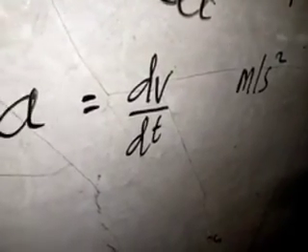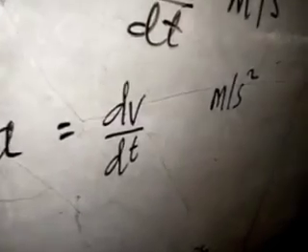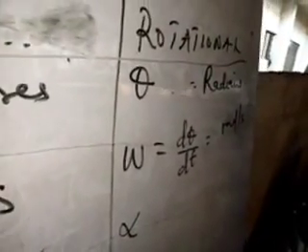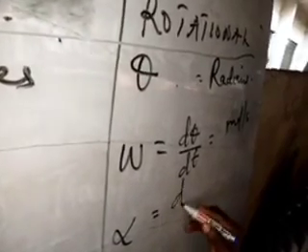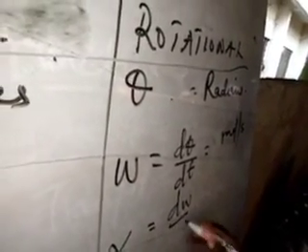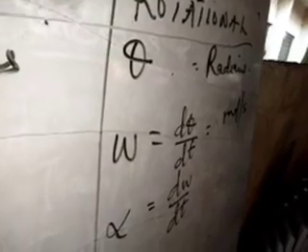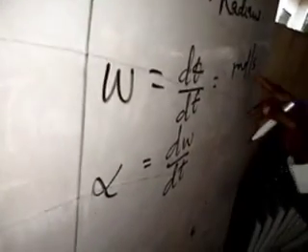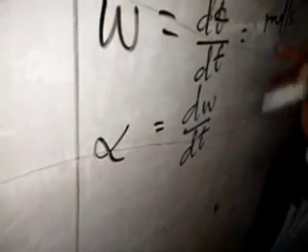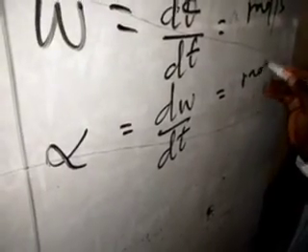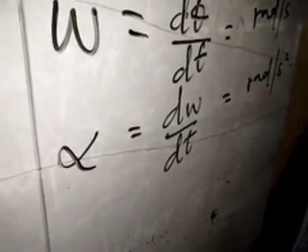But in terms of rotational motion, our acceleration, that is the angular acceleration, is normally equal to the rate of change of the angular velocity with respect to time. Velocity is in radians per second. Time is in seconds. So when you combine this, the unit will be radians per second squared.